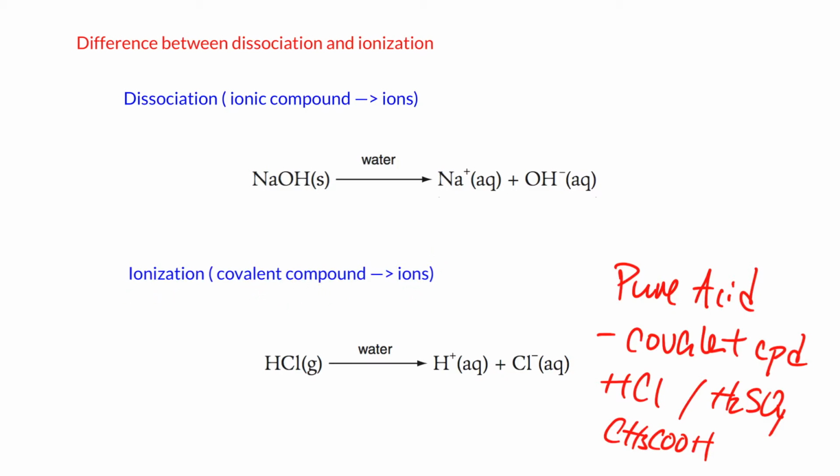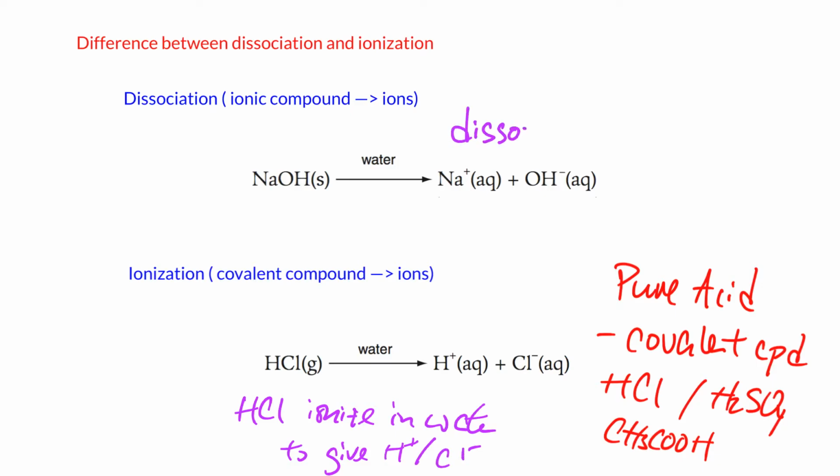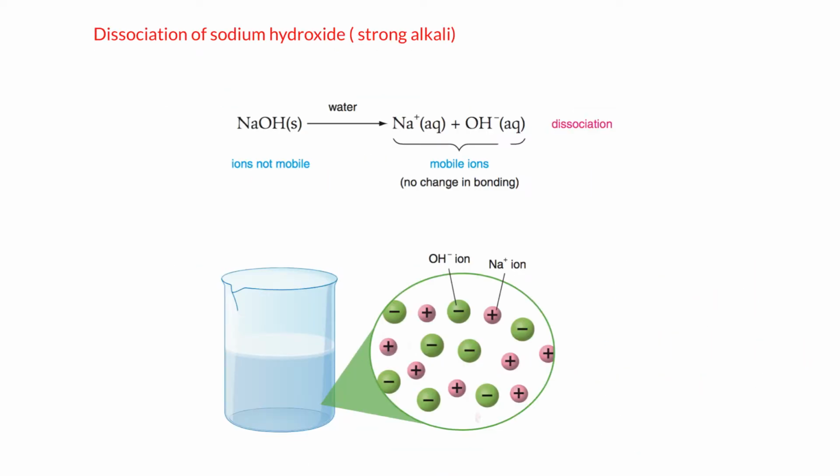So right here, we will say that HCl ionizes in water to give H+ and Cl-. But for this one, the verb that we use is dissociates, to give sodium ion and hydroxide. This is the main difference between dissociation and ionization. So dissociation of sodium hydroxide. This one is a strong alkaline.